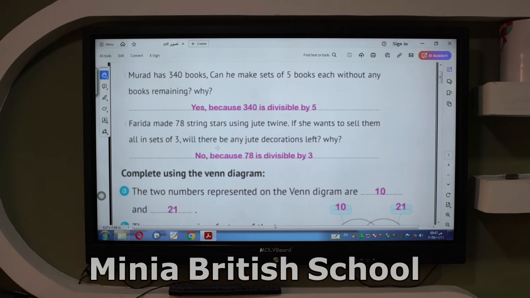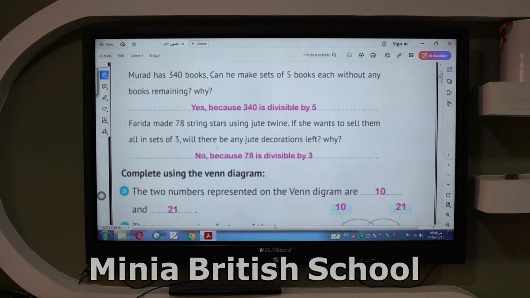Okay, how we know the numbers is divisible by any number? Remember, all numbers divisible by 1, and all numbers except 0 divisible by itself, and the even numbers only divisible by 2. And to know the number divisible by 3 or no, we will add or find the sum of all digits. Like question number 2, Farida made 78.